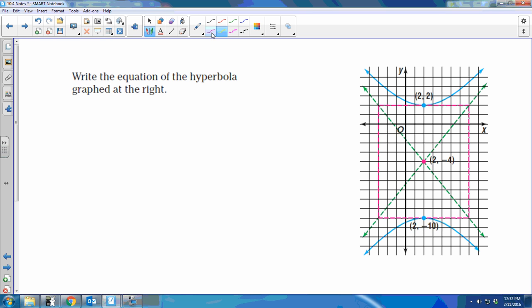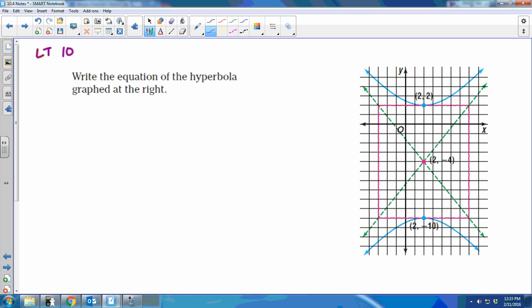All right, so learning target 10 says we are going to take a graph of a hyperbola and write an equation. Learning target 11 says we're going to take a list of information and write an equation. So all we're doing today is writing equations. So what are the 4 things you need to know in order to write an equation?